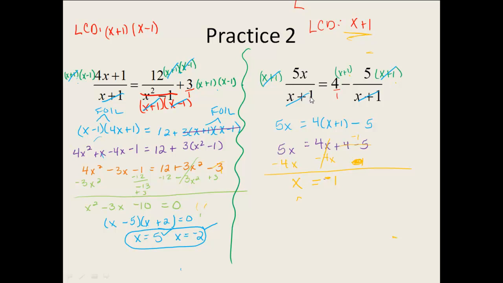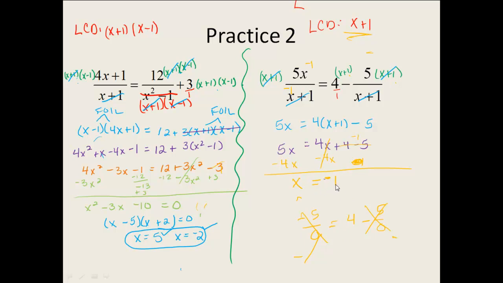But we run into a little bit of a problem with that. When I plug it back in here, I'm going to end up getting negative 5 over 0 is equal to 4 minus 5 over 0. That is impossible. I am not allowed to divide by 0, so this one doesn't work out.